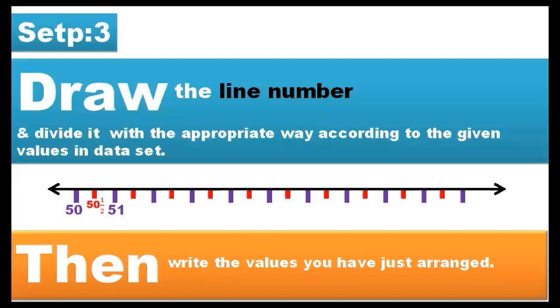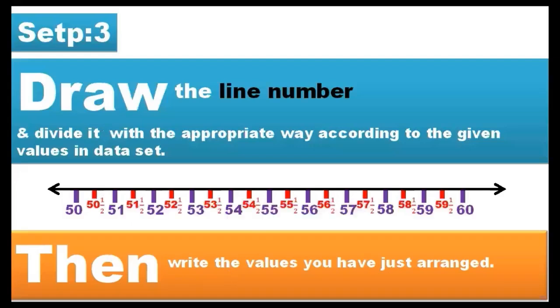51, 51 and a half. 52, 52 and a half. 53, 53 and a half. 54, 54 and a half. 55, 55 and a half, and so on until you reach 60. So I draw, divide, and write the value of each part. Okay? This is the appropriate way in this example. Okay? Then, step number 4.